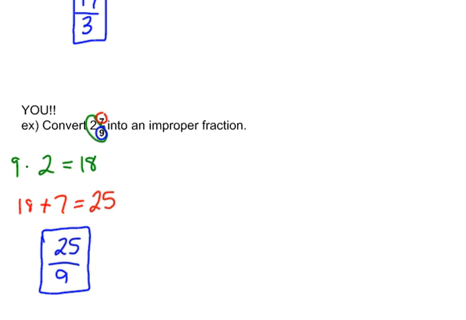Step number 1 says to multiply the base and the denominator. So that would be 9 and 2. 9 times 2 is 18. Next step, we're going to take our numerator and add that to step 1's answer. So 18 plus 7, that's where the 25 comes from. Last step says to take the original denominator and to keep it the same. So we're going to write it as 25/9.